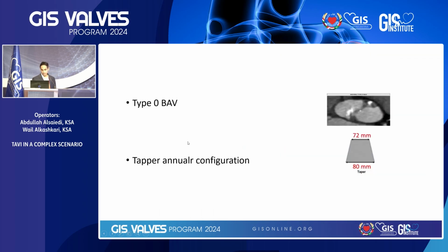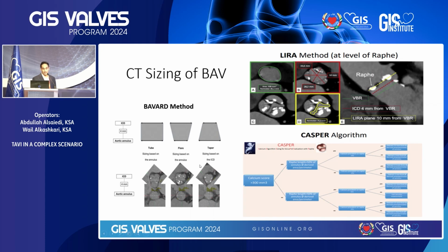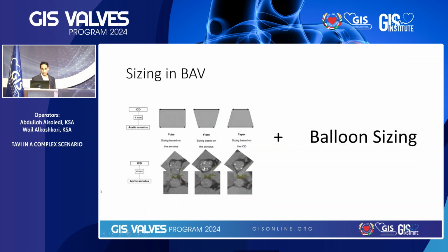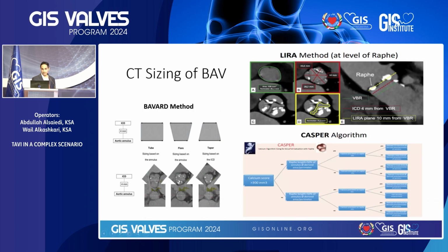However, if you're dealing with the annular diameter bigger than the ICD, then this is what we call a tapered configuration. Then you can go with the ICD measurements for the annulus for TAVI. This is probably the only protocol validated for patients who came with type 0 aortic valve. Because the other methods, like LIRA based on the RAFE level, or the CASPER algorithm, which is a combination of using the calcium score and the length of the RAFE, have only been validated in patients with RAFE type, basically severe aortic stenosis.